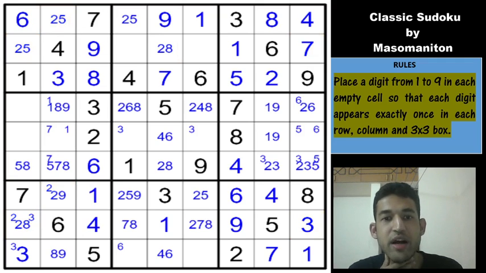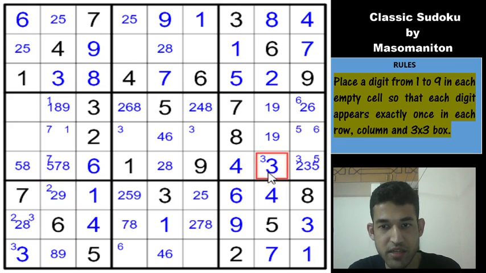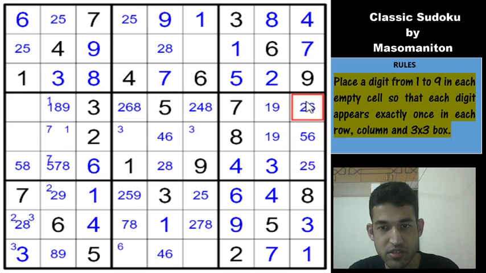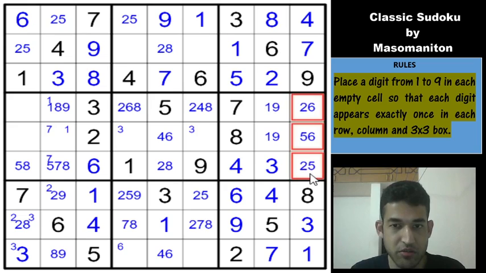Okay, so are we getting anything now? We got a lot of digits. Okay, this 3 will give us this 3 here. So this must be a 3, and these cells we can remove the corner pencil marks. So this must be 2, 5 and 6, right? Can't be 5, can't be 6, can't be 2. So these are the possibilities here.